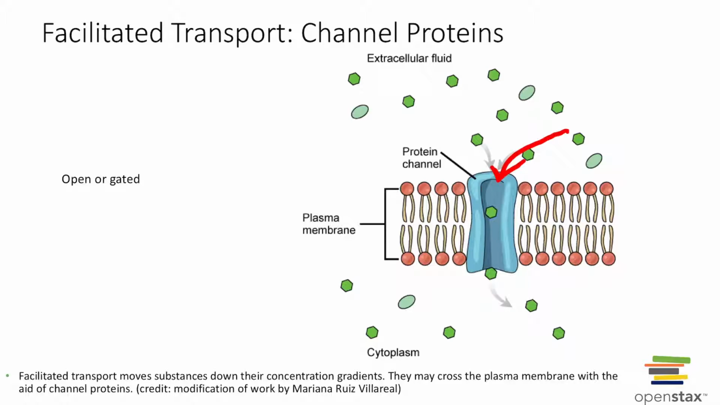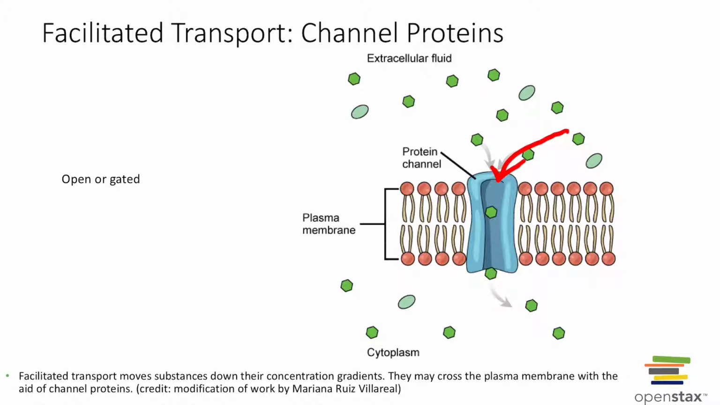Water has a channel protein called an aquaporin. And aquaporins can be put into the lining of cells that are lining inside of our kidneys. And when we have aquaporins in there, then water is more able to get into the cells and we absorb more water that way. Aquaporins are an open channel protein.